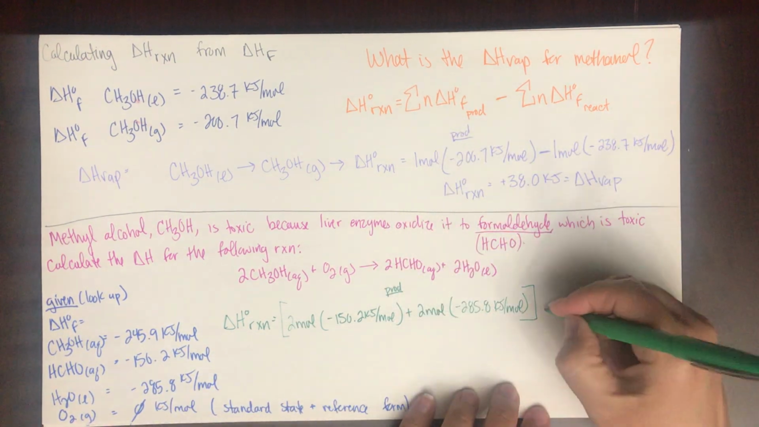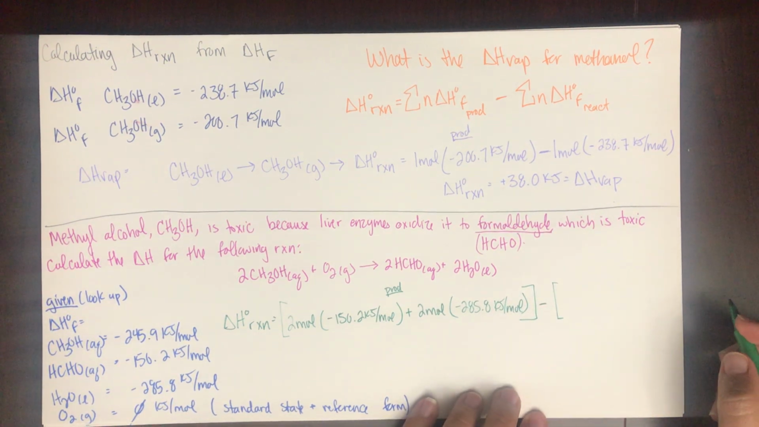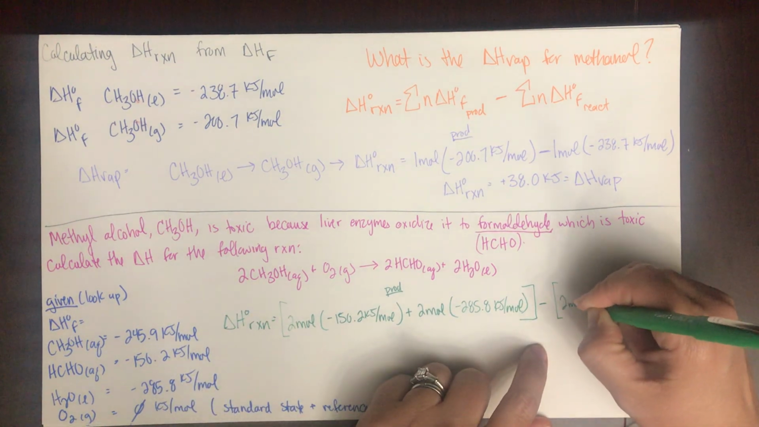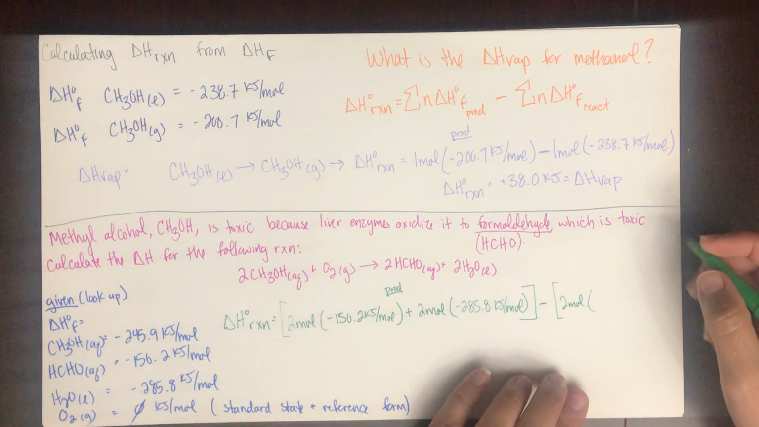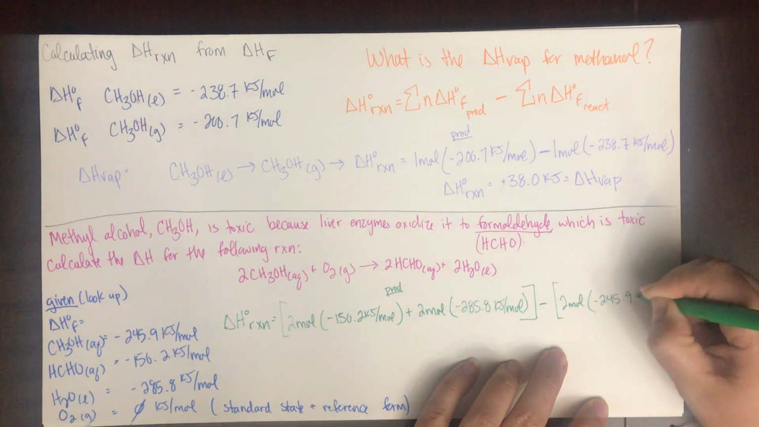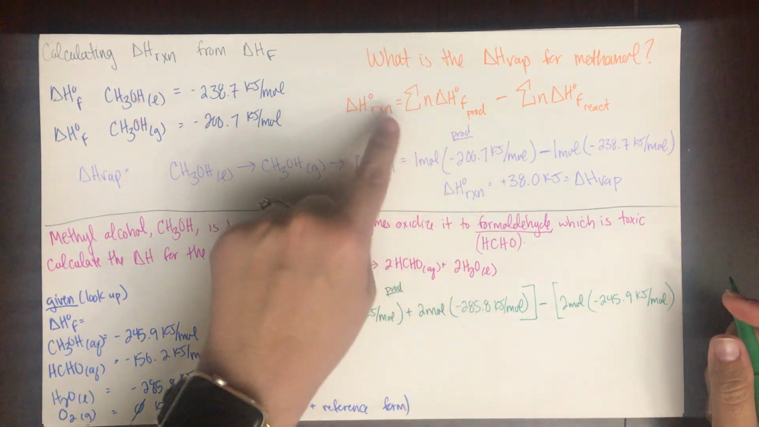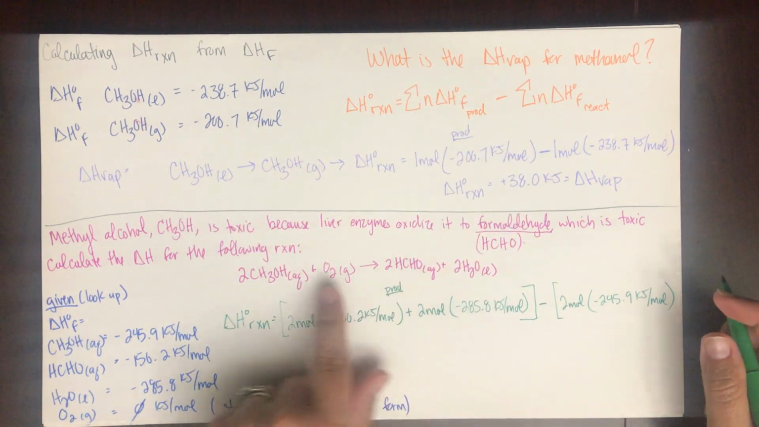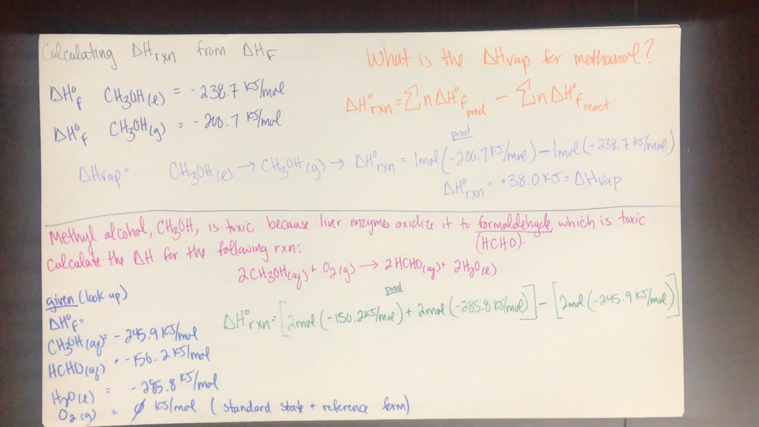So it's products minus reactants. So for reactants, it's 2 moles times negative 245.9 kilojoules per mole. And then it's going to be plus, for oxygen, it's 0, so we don't need to do anything for oxygen. So this whole thing is going to give us the standard enthalpy of the reaction.